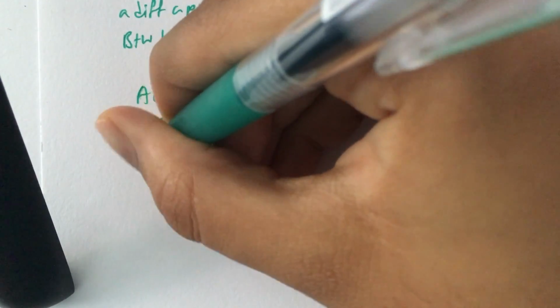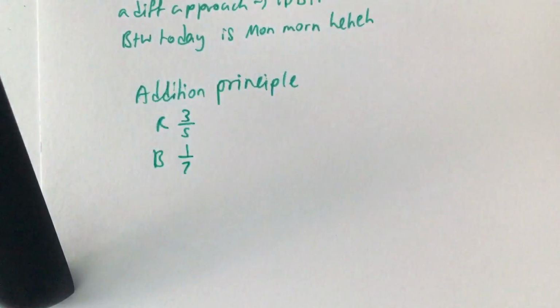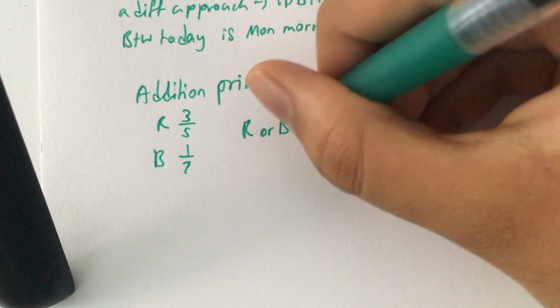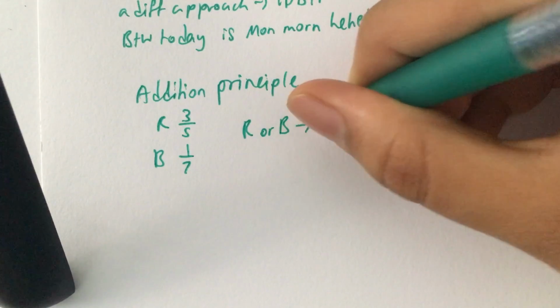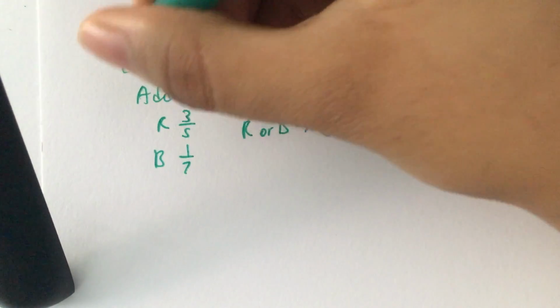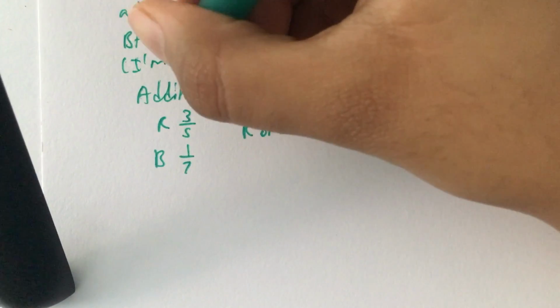What is the probability of getting red or blue? You add them together, because you can get red or blue. They do not interfere with each other. They do not mix. There is no influence of one color on the other.